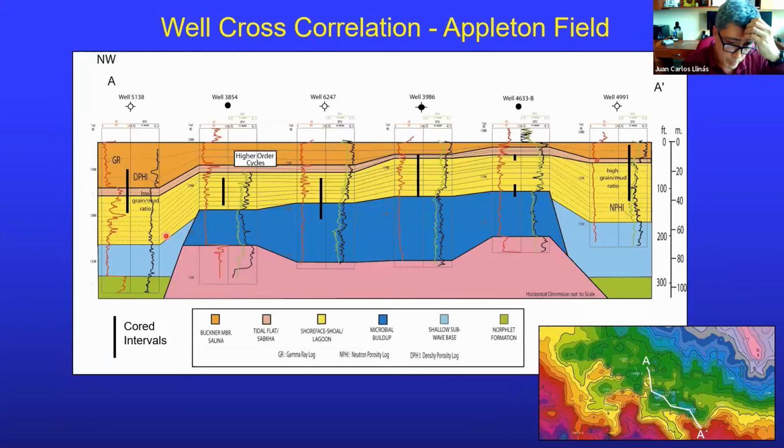This is a similar display, but now for the Appleton field area. In this case, the paleo high was completely covered by the Smackover, and you have the development of the microbial reefs on top of the basement surface, where again the slopes are. Again, you have here the subwave fine-grained facies, subwave-based deposits, and right on top of the structure, the development of the reef.